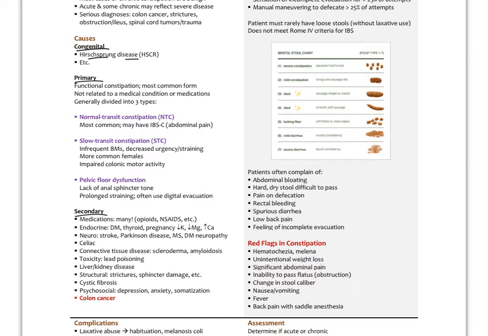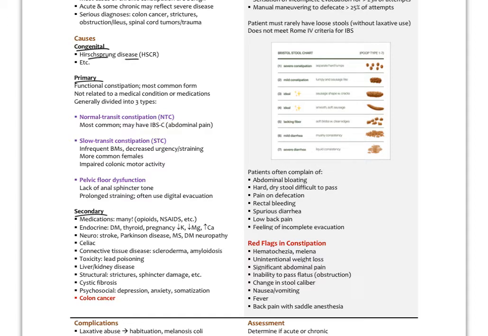In slow transit constipation, there are infrequent bowel movements, decreased urgency and straining, it's more common in females, and there's actually impaired colonic motor activity. So it's a problem of the enteric nervous system in the large intestine. Pelvic floor dysfunction would be lack of anal sphincter tone, and there'd be prolonged straining. People sometimes have to use digital evacuation to treat that.